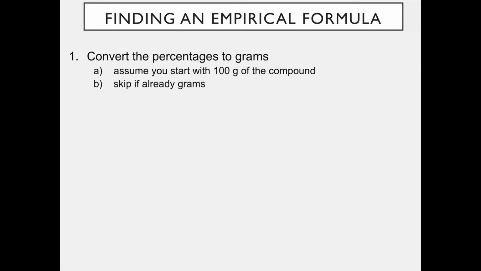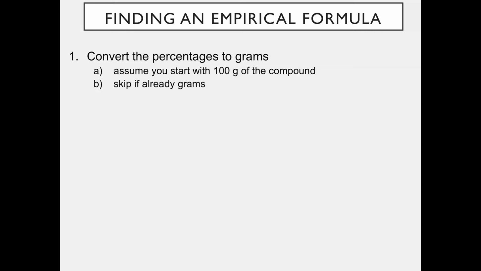So if you're like, man, I'm lost, that's okay. Just hang in there. So the first thing you're going to do is it's going to give you percentages of elements. It'll say, okay, your compound is this percent carbon, this percent oxygen, this percent hydrogen, and you're going to convert all of those percentages to grams.